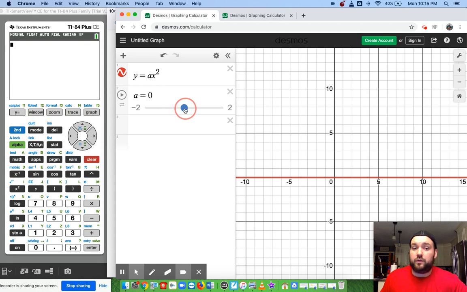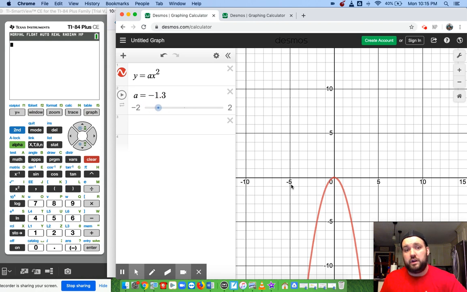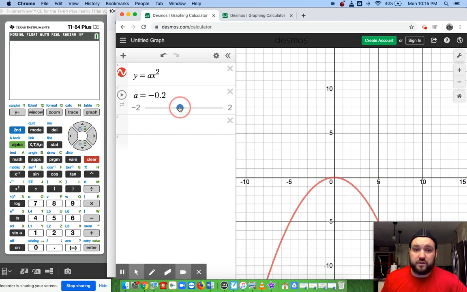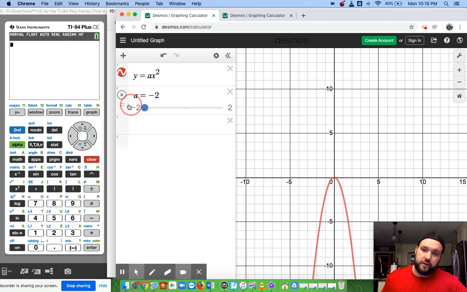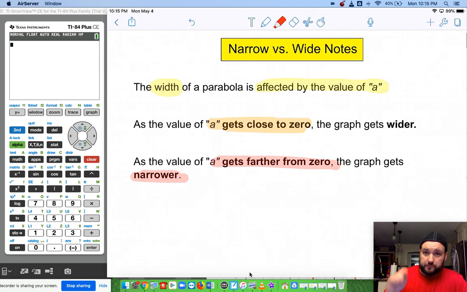But if I go negative, what we see is the same rule applies. The further you get from 0, the narrower it gets. But now the shape of the graph has changed. Instead of opening up like that happy smiling face, this is opening down, or like the frowning face. But that rule is the closer to 0 you are, the wider the graph is. The further from 0, the more narrow the graph is going to be. Okay, so the a value tells us whether it's narrower or wide based on the number.